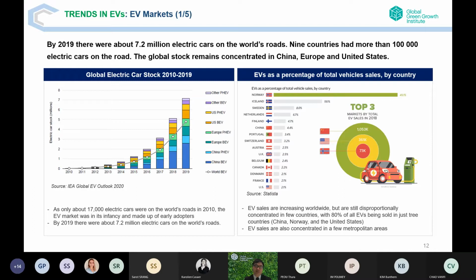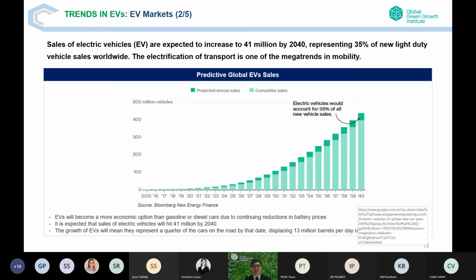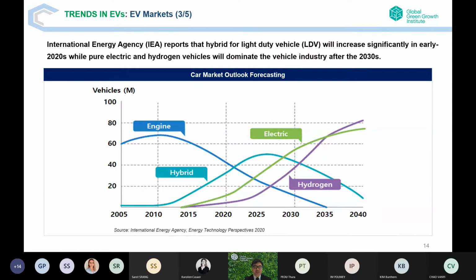Sales of electric vehicles are expected to increase to 40 million by 2040, representing 35% of new light duty vehicles worldwide. So maybe you can recognize how the mobility market is shifting to electric. It is quite an interesting graph. I found the graph in the IEA report.